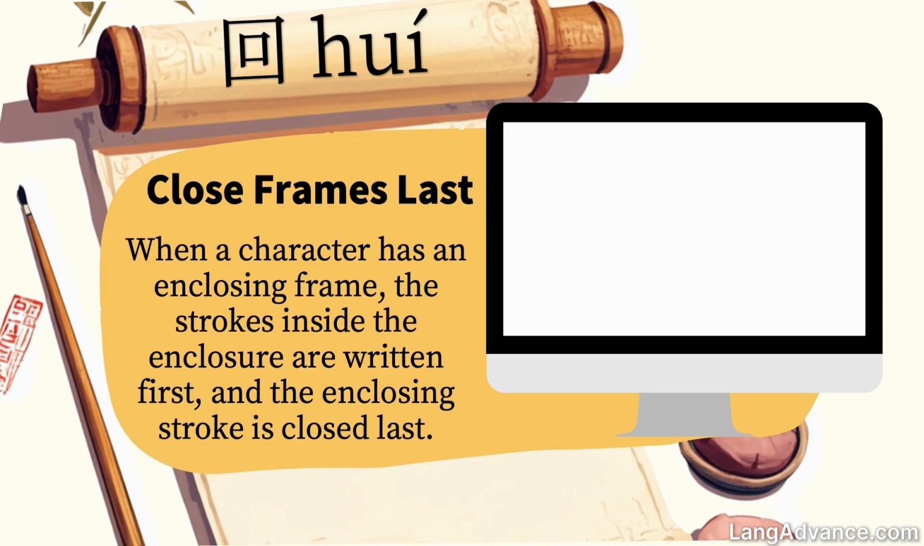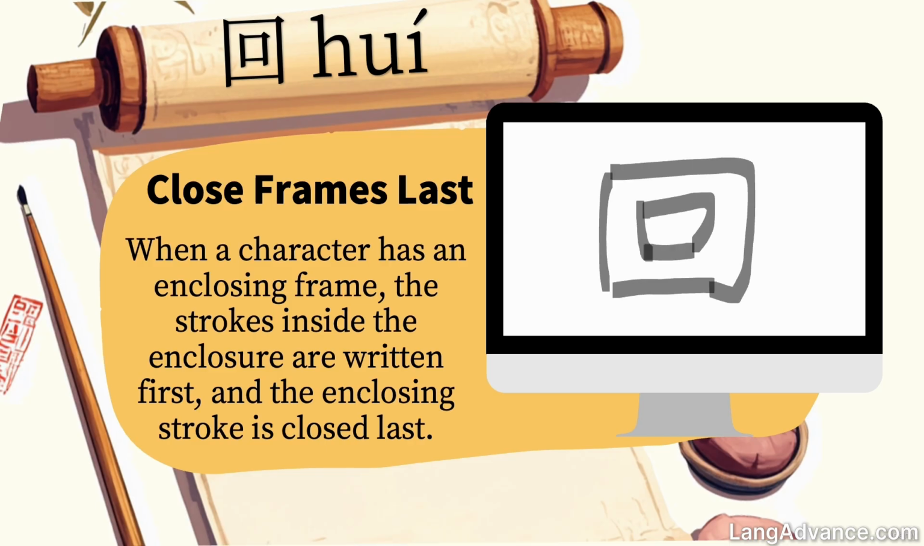So what happens if you encounter a character which has two boxes, for example, 回. Now, you will see there are two squares. So what happened? Thus, we call it the closed frames last. What does it mean? When a character has an enclosing frame, the strokes inside the enclosure are written first. And lastly, we close the stroke outside.